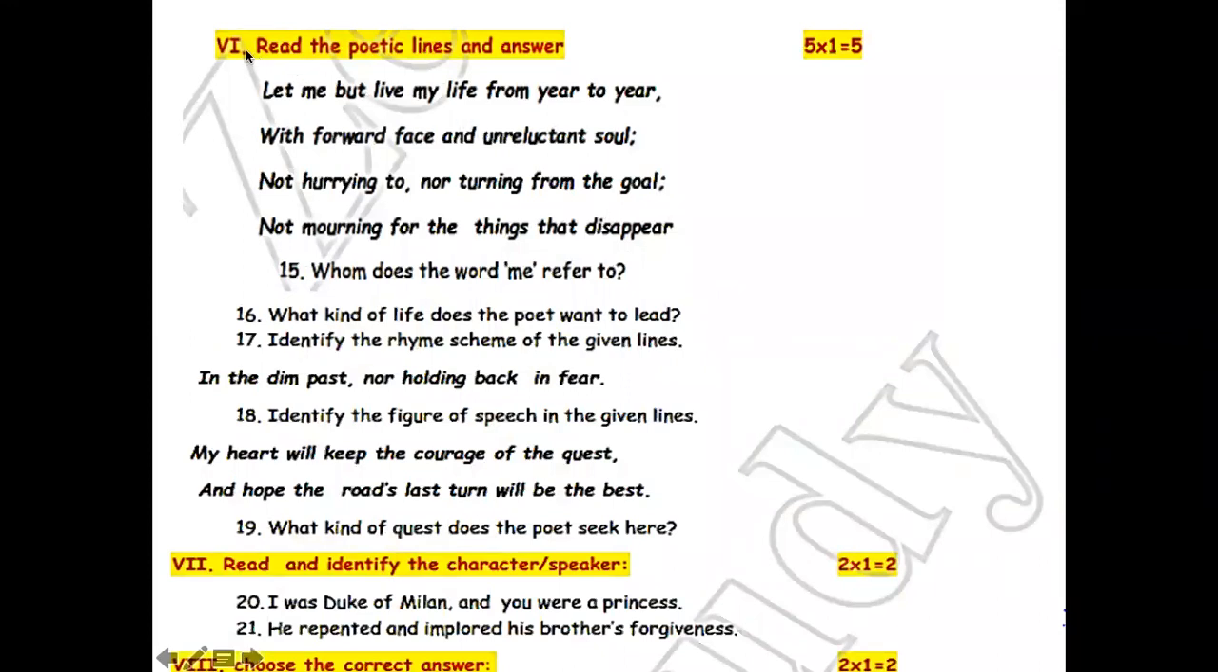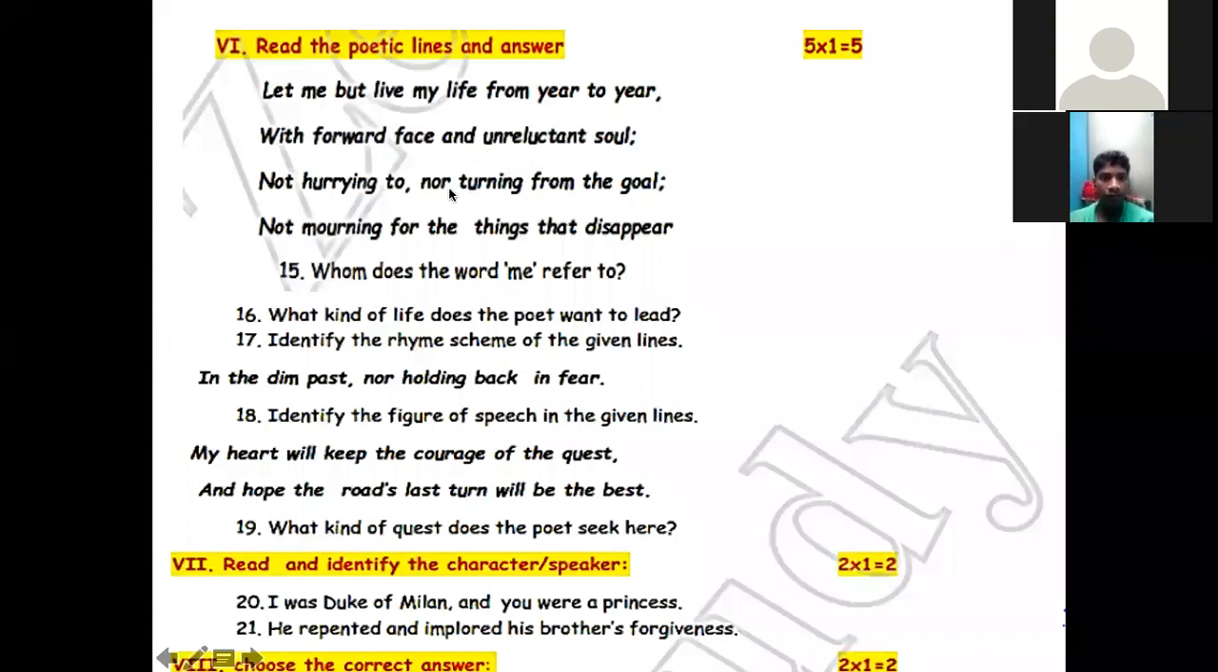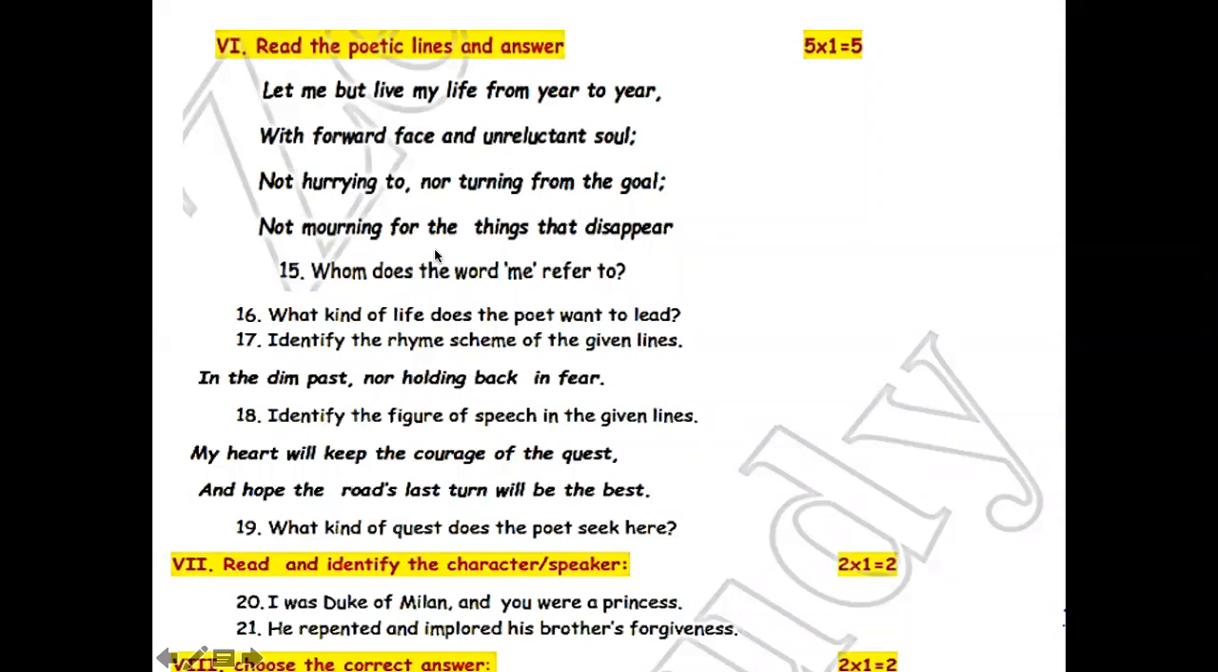The next is read the poetic lines and answer. Here you have got the poetic lines from the poem. Let me but live my life from year to year, with forward face and unreluctant soul, not hurrying to, not turning from the goal, not mourning for the things that disappear. So here you have got 4 lines from the poem, and here the question is given. Whom does the word me refer to? Here, let me but live my life.